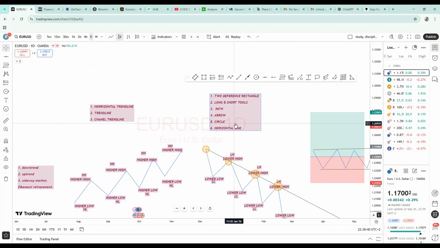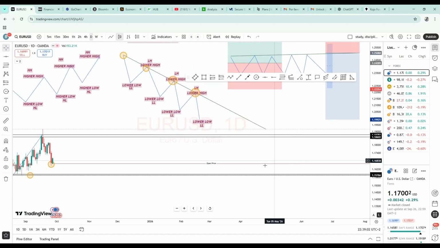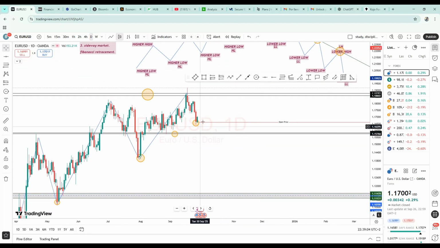And then the next in my list is the horizontal ray, the seventh, horizontal ray. This is the horizontal ray. What do we use that for? Look at what I mark here. You can see this red line. This red line is called a horizontal ray. Let me delete this off.